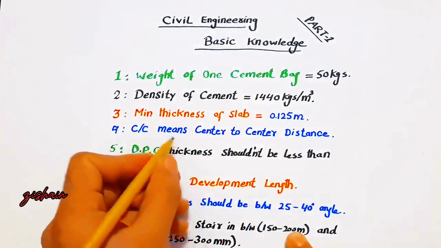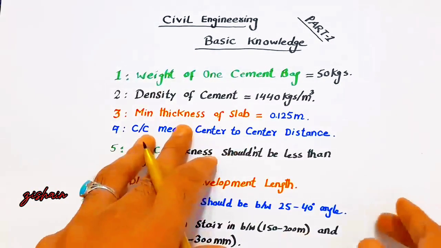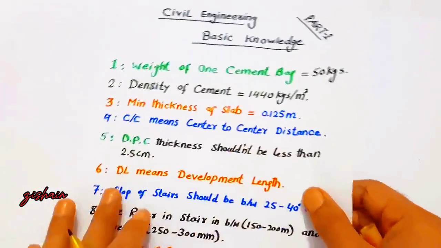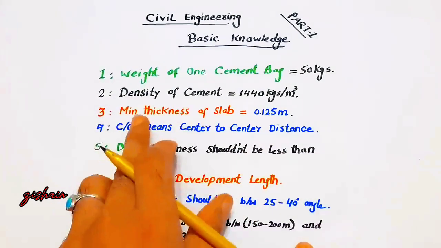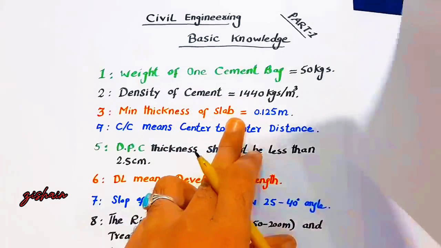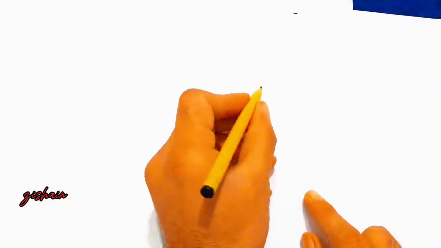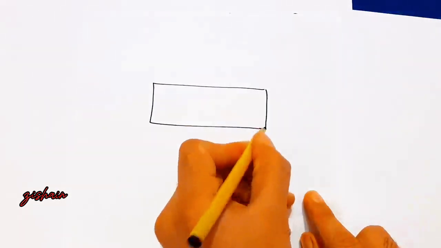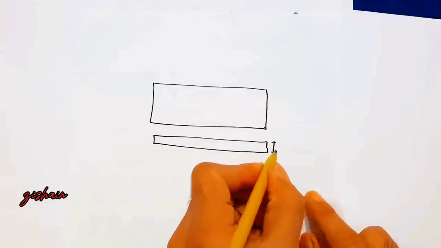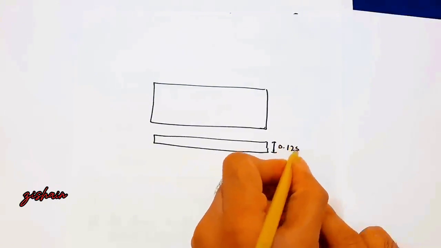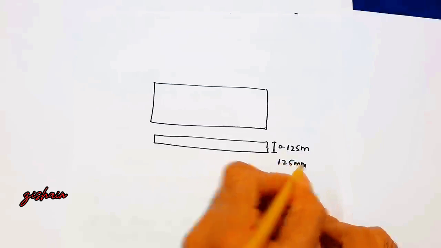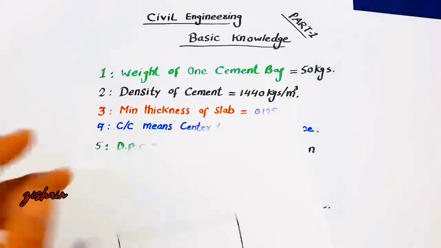Okay, the third one is, guys, the minimum thickness of slab. Guys, we have about 15 points, as you can see, till 15. The third one is the minimum thickness of the slab. Guys, you can see here, this is the top slab, and this is the cross section. So the thickness of the slab should be a minimum of 0.125 meter or 125 millimeters.